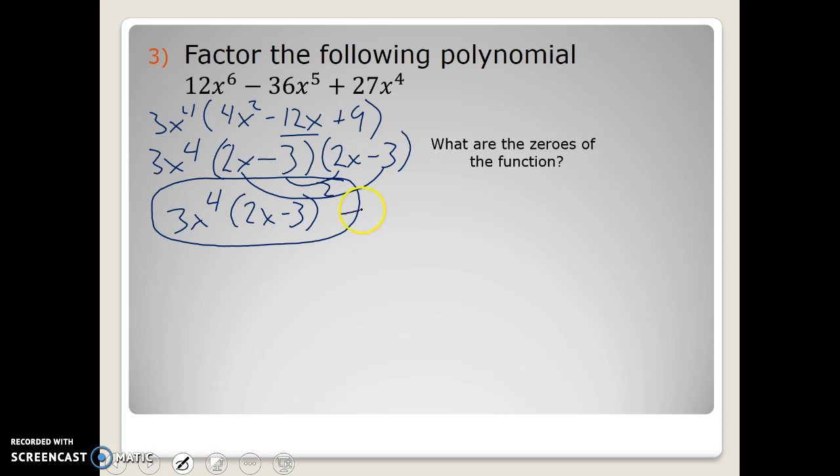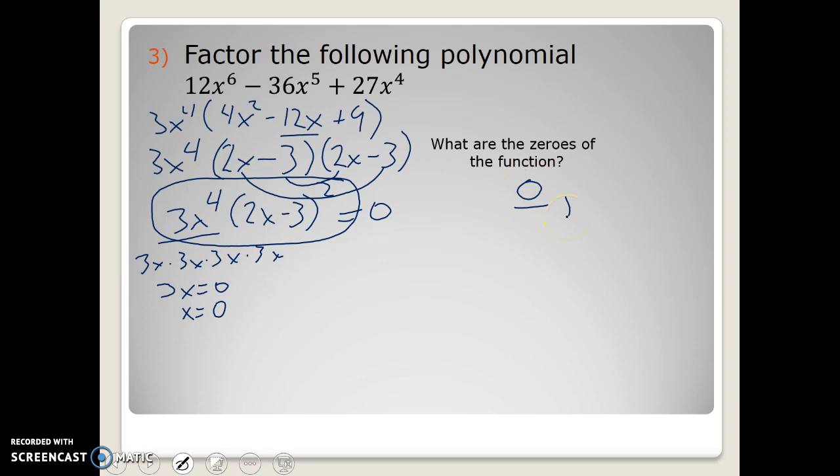Well, the zeros are when those two things equal 0, which means if this is equal to 0, I could have 3x to the fourth equal 0, or I could just say this is 3x times 3x times 3x times 3x, which means if one of them is equal to 0, they're all equal to 0, and it's going to be equal to 0 when 3x equals 0. If I divide by 3, x is 0, which means one of my zeros is just 0.